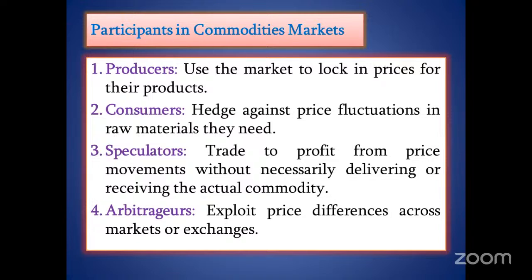And the speculators trade to profit from price movements without necessarily delivering or receiving the actual commodity. The speculators always focus on the profit angle only, the price movements, without necessarily delivering or receiving the actual commodity. And arbitrageurs also exploit the price differences across markets and exchanges. So they exploit the price differences in the markets.